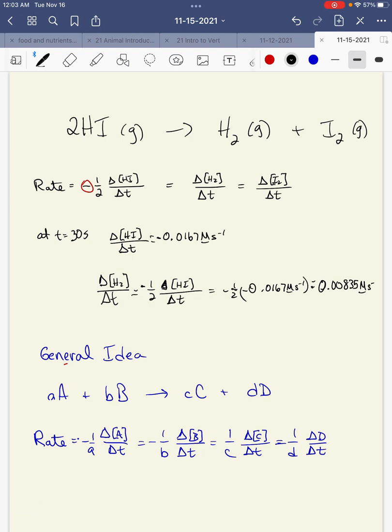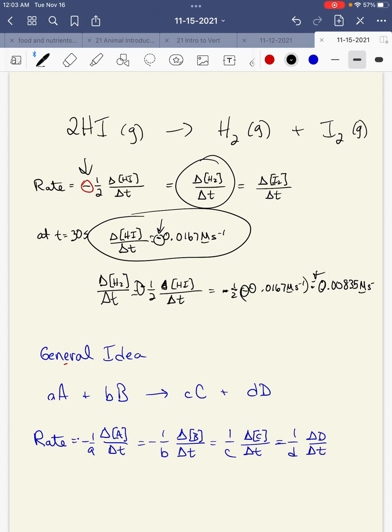So the rate, I'm going to use negative a half because it's decreasing, right? Change in HI concentration over time, which is the same as the rate of the H2 concentration over time, which is the same as the I2 concentration over time. And at time 30 seconds, we said that the rate was 0.0167 moles per liter per second. That was negative because it was decreasing. So if we want to know what the rate of the H2 concentration is, it's just a half of whatever the HI concentration was, so negative a half, right, because it's negative. And this was negative. So negative a half times that number will be a positive 0.00835 moles per liter per second.